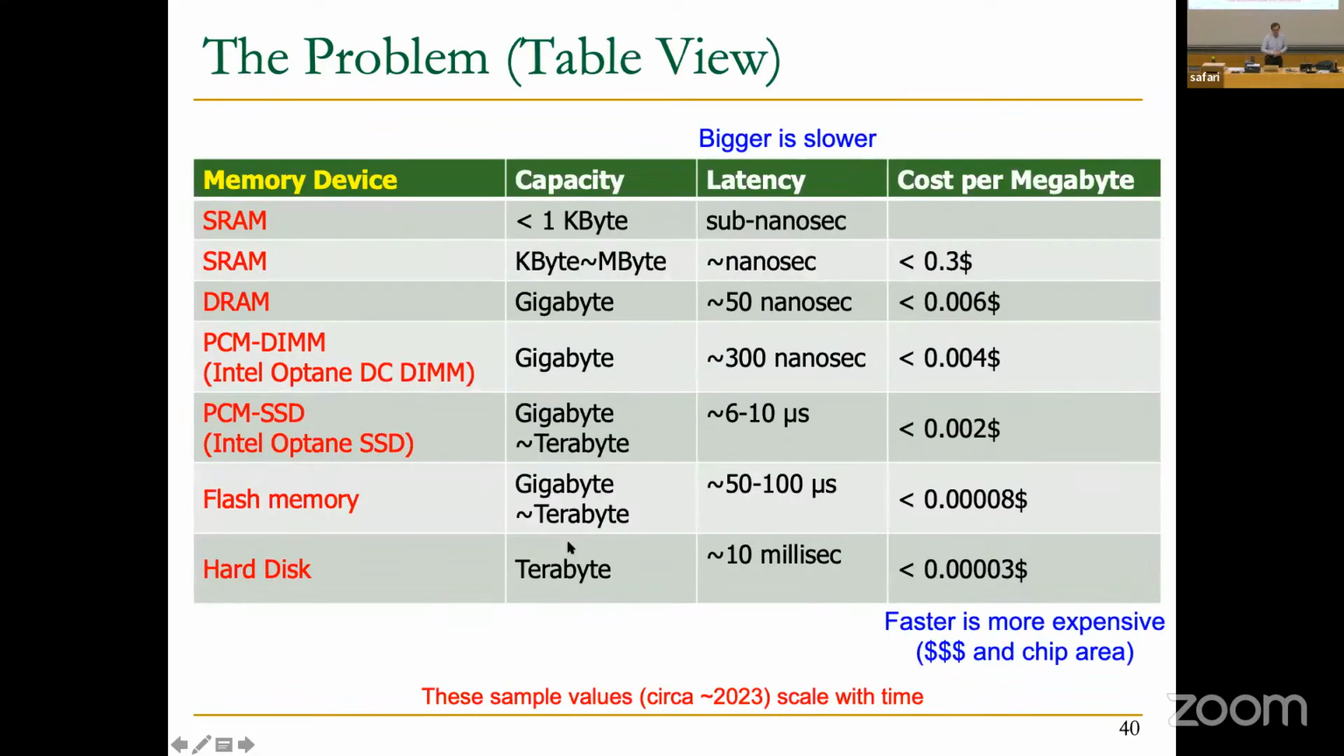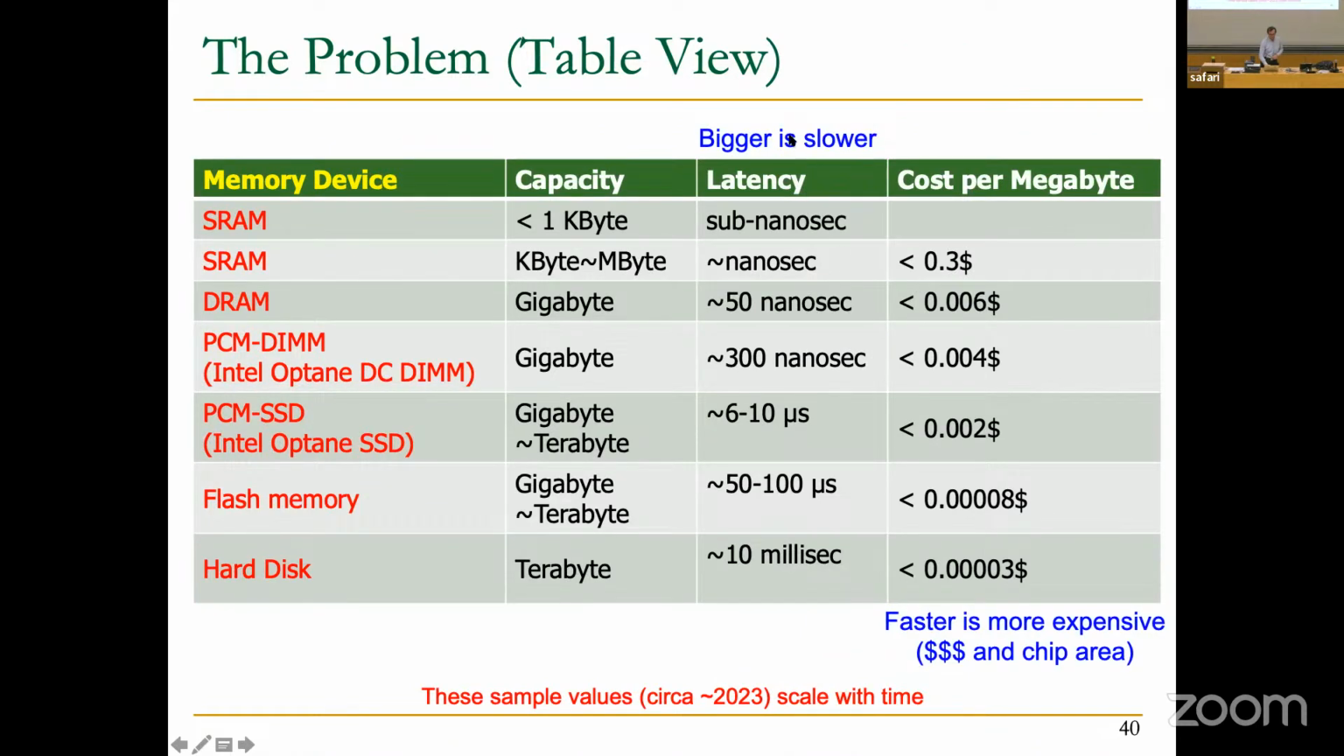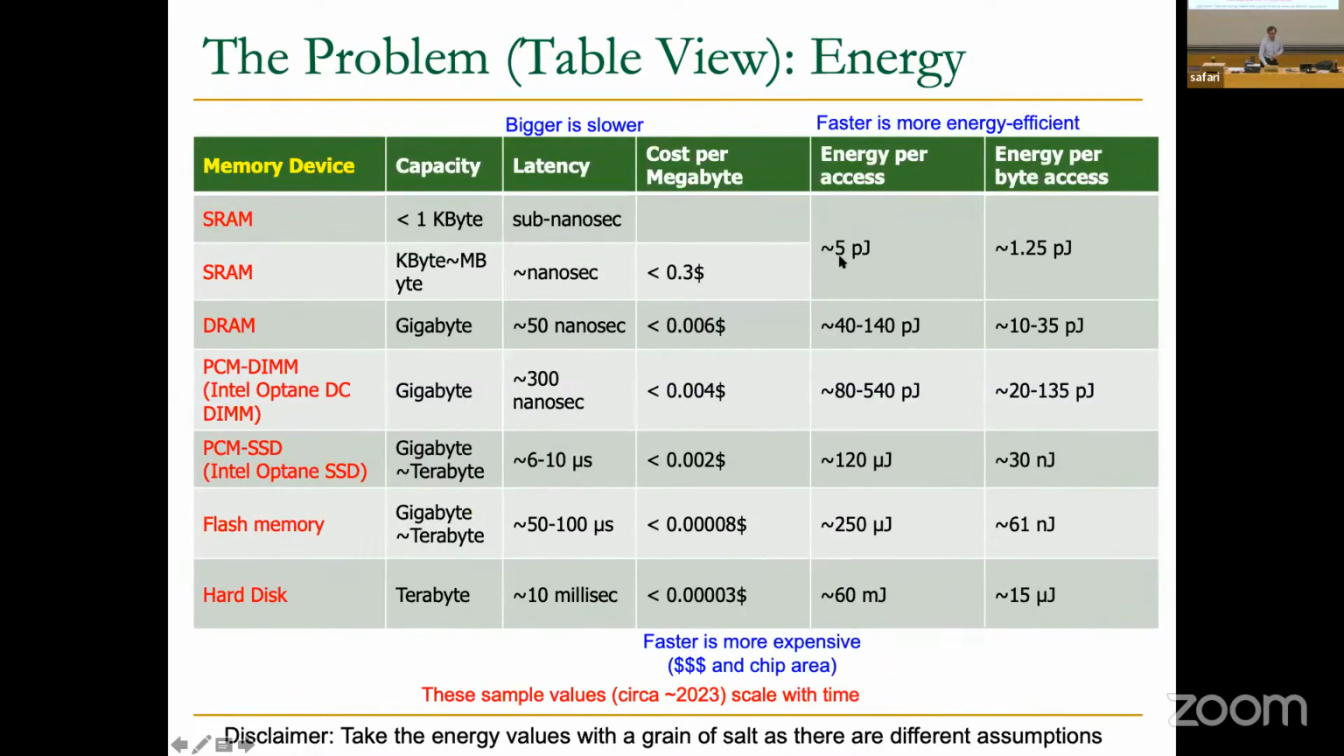So this is the table view of the same thing. If you're interested, you can take a look. But I will also show you a new thing that we added over here, which is energy per access. There's another aspect, right? Today, energy is extremely important. Basically, this shows that bigger is slower, faster is more expensive. And this table shows that faster is also more energy efficient. So if you try to keep the data in SRAM and operate from SRAM as much as possible, this is also more energy efficient. Because once you go out, the interconnects actually become much worse.